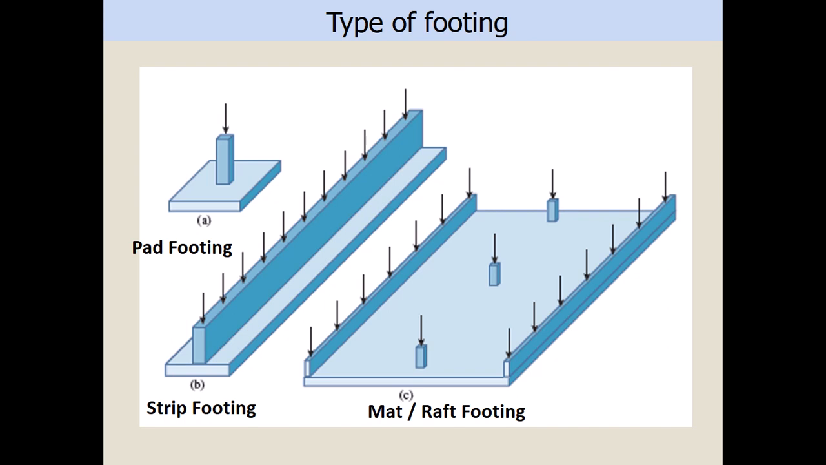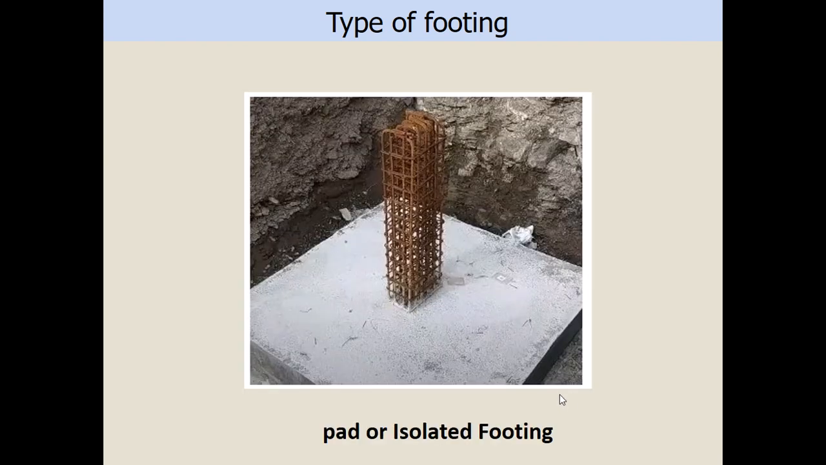And also if you want to avoid differential settlement, for example here the settlement is higher than here, so it will crack at the middle of the structure, right? But if you use the mat foundation or raft foundation, it will give you uniform settlement, so there is no more differential settlement. Right, so this is the pad footing, or sometimes we call it isolated footing, supporting one column for each footing.